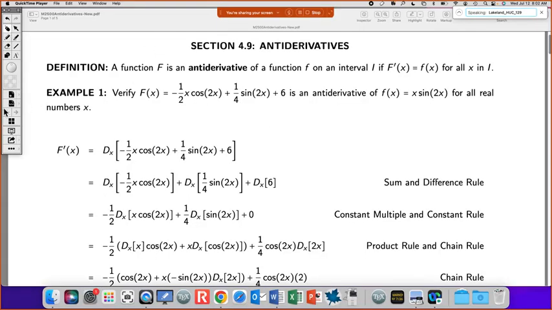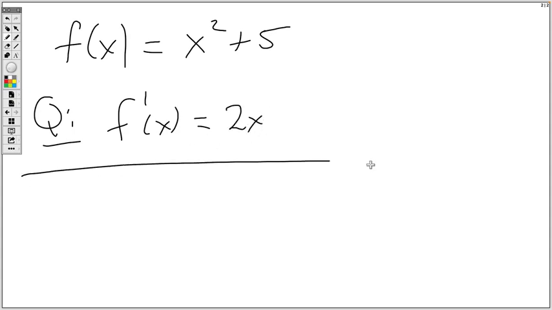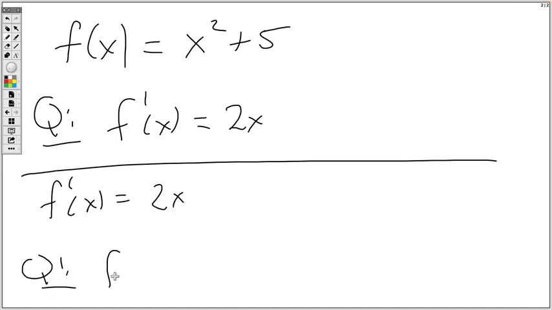turning this around. So basically, here's what we're doing. What we've been doing up to this point in chapters 3 and 4 is, okay, f of x is x squared plus 5, and then I would ask you, what's f prime of x, and you would all tell me 2x. So basically, antiderivative is f prime of x is 2x. Question, what's f of x? And, well, one answer is what?